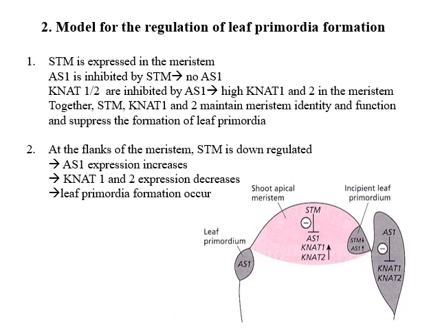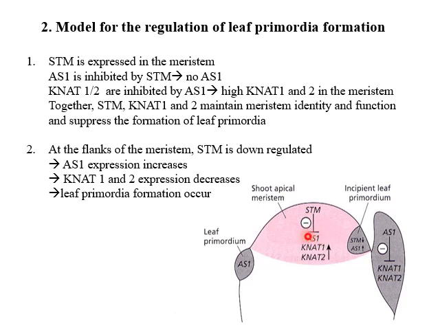So here's the expanded model for regulation of leaf primordia formation. And it's actually not the whole picture either, and I'll come back to that. So this model states that STM is expressed in the meristem. So you have STM expression in the meristem region, and its function there is to maintain a high rate of cell division and keep the cells in an undifferentiated state. AS1 is inhibited by STM, so in this region you will not have AS1 expression. You see this inhibition here. STM suppresses the expression of AS1 here.